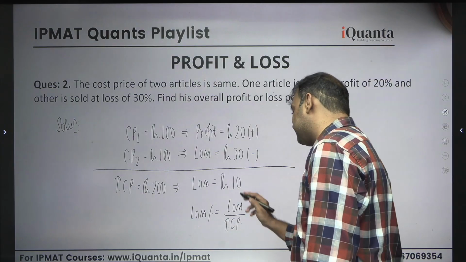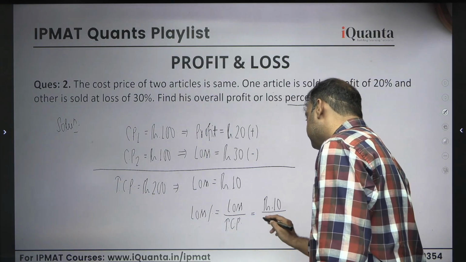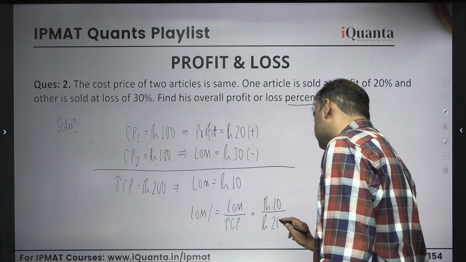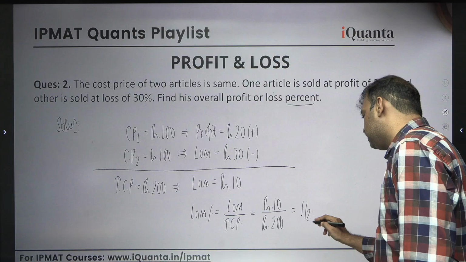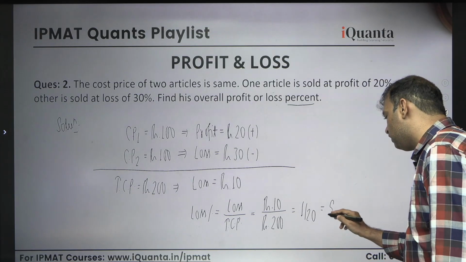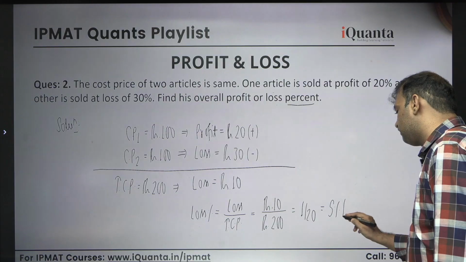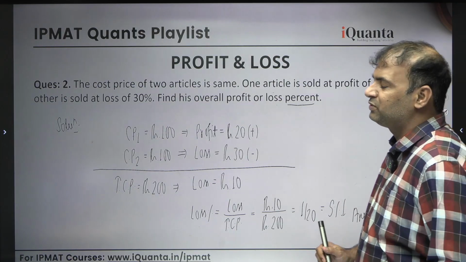The loss is rupees 10 and the cost price is rupees 200. So we just have to find out that rupees 10 is what percentage of rupees 200, which we can further say as 1 upon 20, and 1 upon 20 we all know is nothing but 5%. So overall, that person is facing 5% loss. That means the final answer is 5% loss.